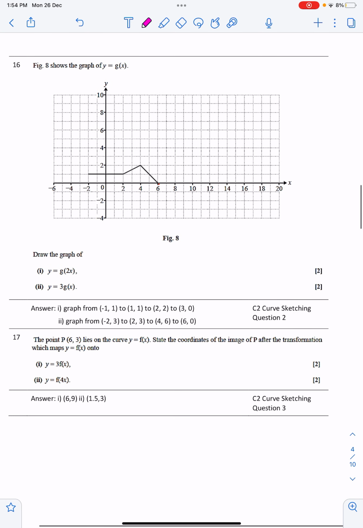Going on to question number 16. Figure 8 shows the graph of y = g(x). Draw the graph of y = g(2x). g(2x), once again, is a horizontal stretch and the stretch factor is 1/2. That means you have to see whatever is the distance of every single point from the y axis. In case of horizontal stretch, we see the distance from the y axis. Whatever is the distance, you have to make it half.